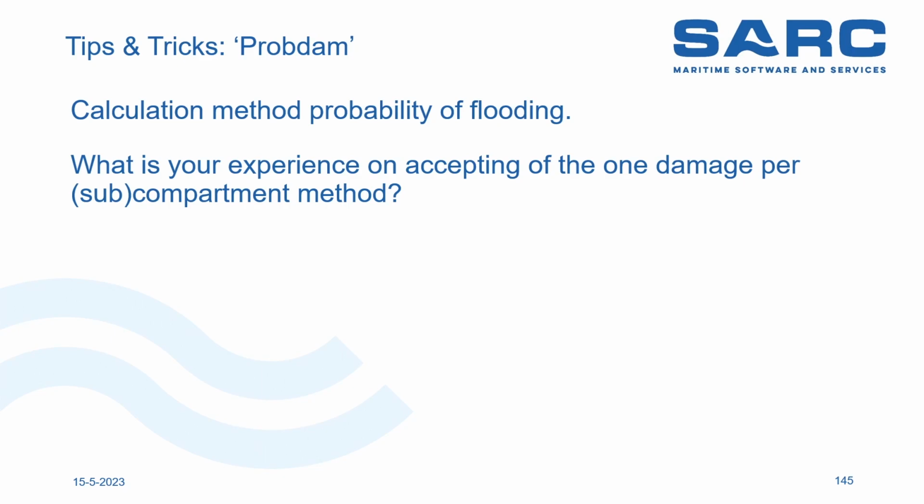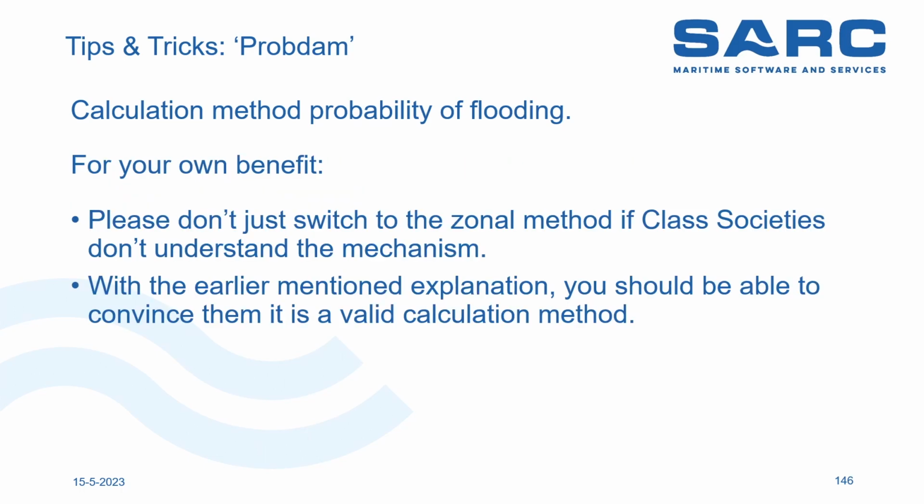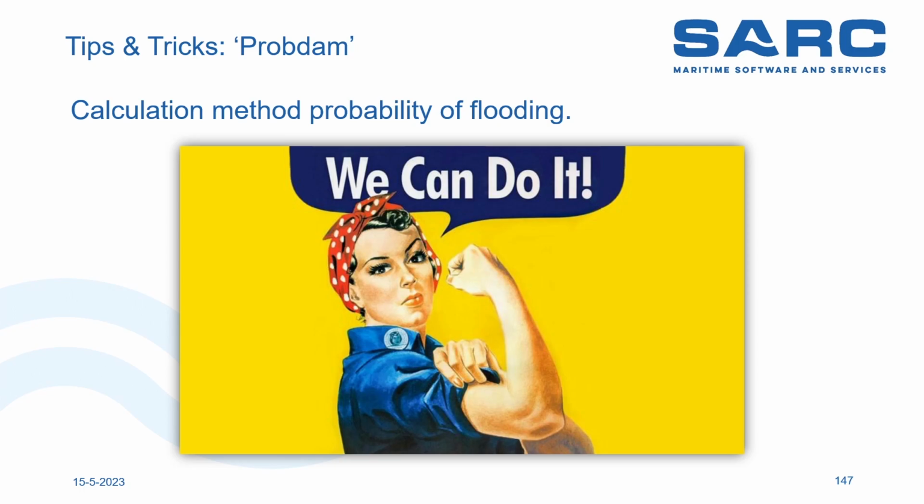Great. Don't get me wrong, nothing wrong with the zonal method, but it just means more manual defining the boundaries, and you will get a slightly lower attained index. But if your vessel complies with that, it's fine. But I'm glad to see that most of you are using the one damage per compartment. For your own benefit, please don't just switch to zonal method if classification societies don't understand the mechanism. With the earlier mentioned explanation, you should be able to convince them that it's a valid calculation method. We can do it.